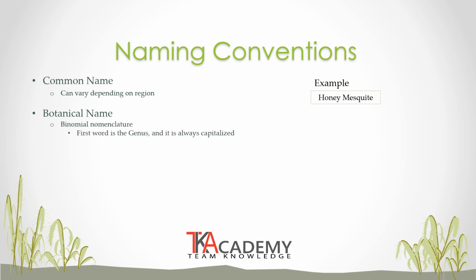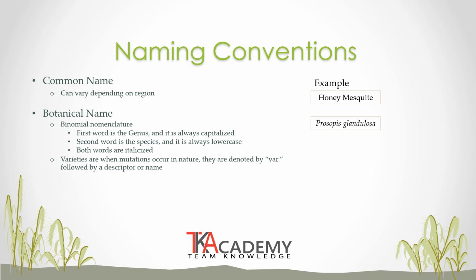The first word is genus, and the second word is species. So together we refer to the plant by its genus-species combination. When the botanical name is written, the genus is always capitalized, species is always lowercase, and both words are italicized. For the example of the honey mesquite tree, its botanical name is Prosopis glandulosa.